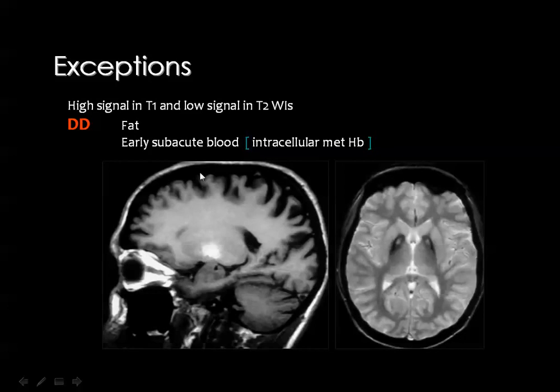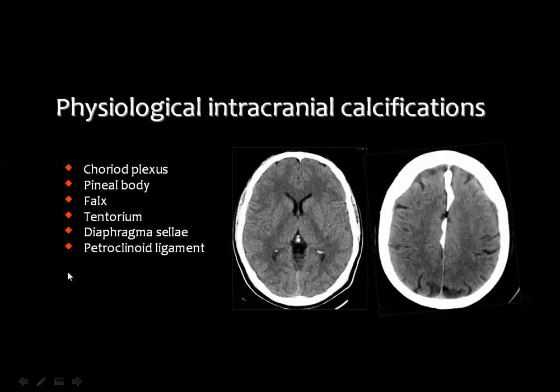Then this will go into the differential diagnosis with fat, for example, and the early subacute blood, which represents the intracellular methemoglobin. And of course, for the differentiation, it's easy to have the fat suppression technique, and also you can refer to the CT images where you can easily identify the hypodensity of the fat and also the density of the blood. Then we have some physiologic intracranial calcifications that can be seen frequently and they are considered normal.